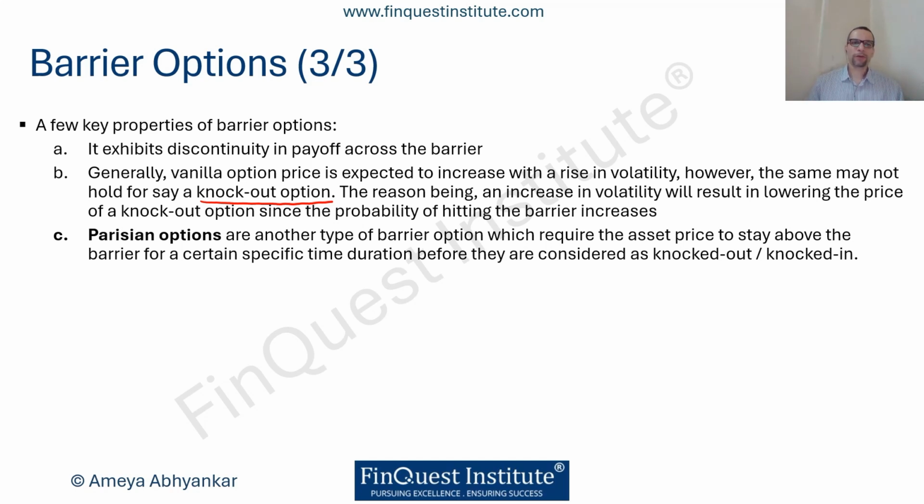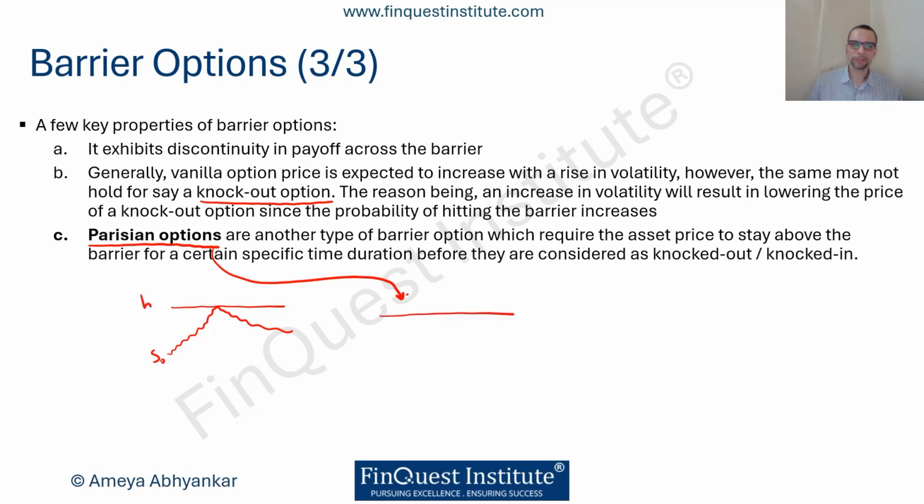Another design of a barrier option is what we call Parisian options. Parisian options are the ones whereby, for a certain knockout or knock-in condition to be proved, the asset price needs to stay above the barrier level for a certain specific time duration. So you can have one variety whereby, if the stock price increases, it just hits the barrier and that's it. So it gives you knock-in or knockout. But for a Parisian option, it can be a little different. So the design could be like this.